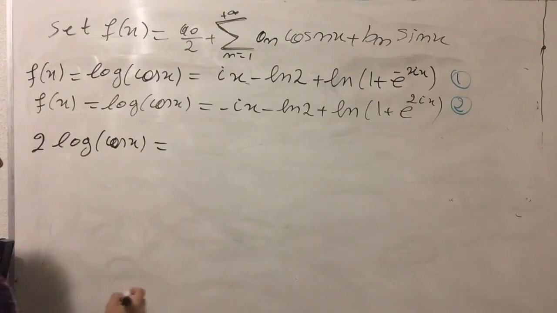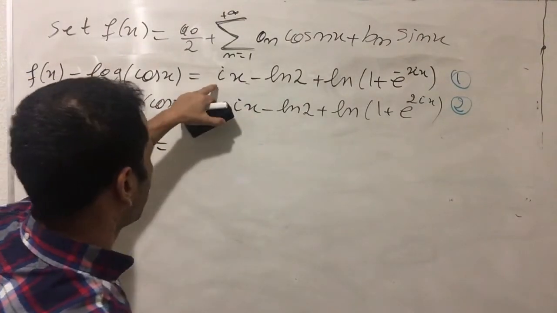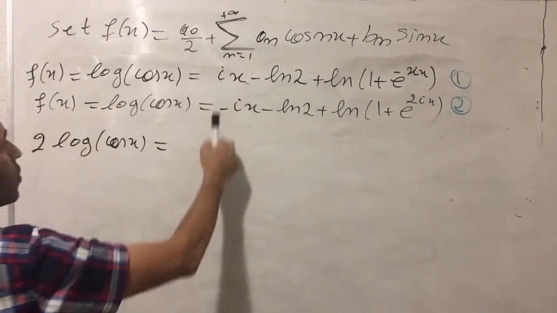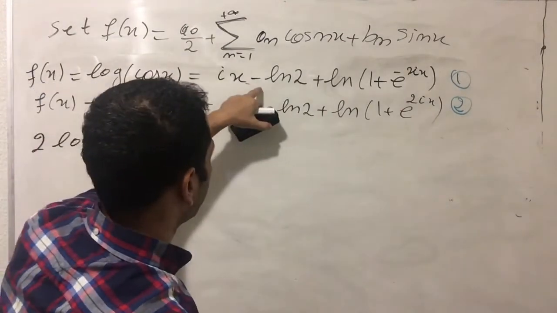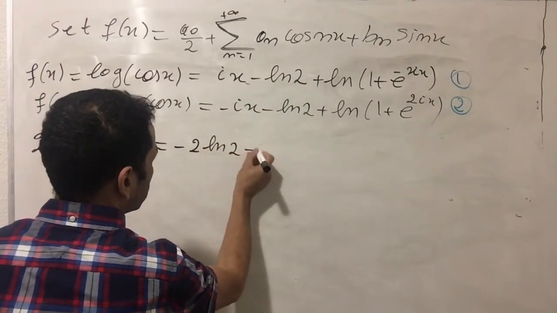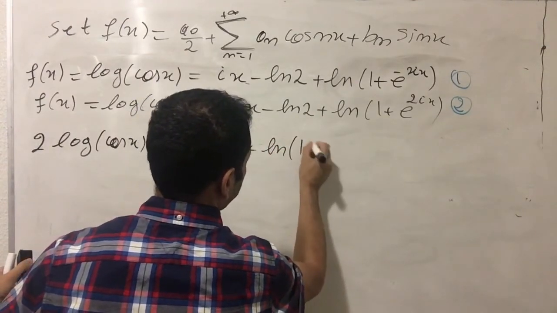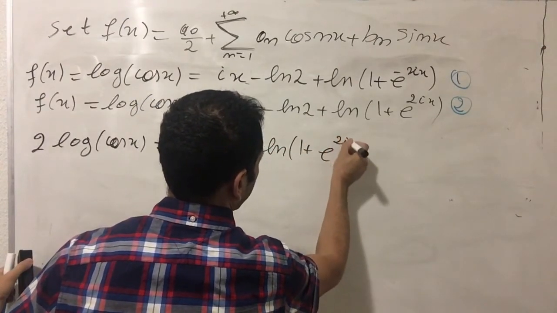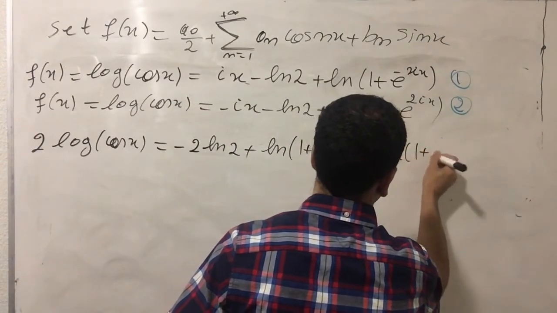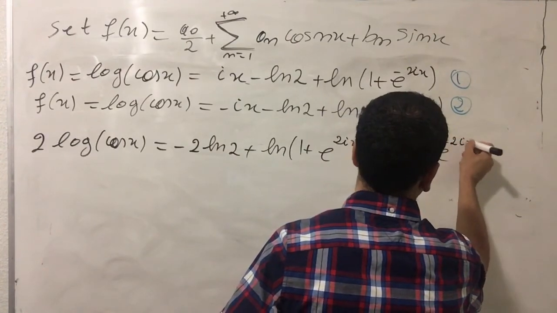If I'm adding the first equation and the second equation, the ix terms will cancel out because one is positive and the other one is negative. I will have minus 2 times natural log of 2 plus these two terms: natural log of 1 plus e to the ix plus natural log of 1 plus e to the minus 2ix.